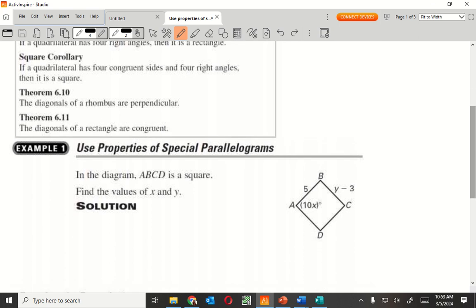Next one, theorem 6.10. The diagonals of a rhombus are perpendicular. Now, what does perpendicular mean? Equal? Not equal. What does perpendicular mean? Cross, making what? A 90-degree angle. Very good. Cross, making right angles.